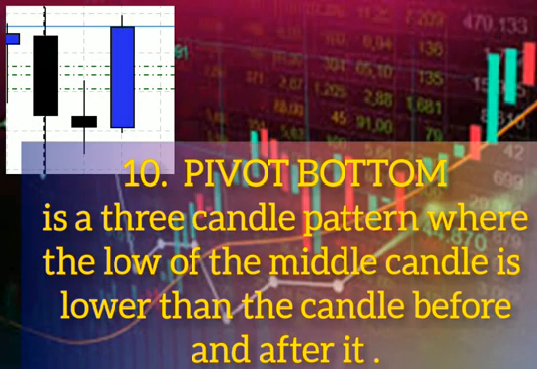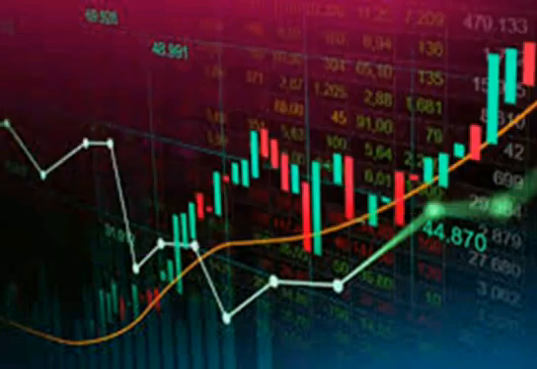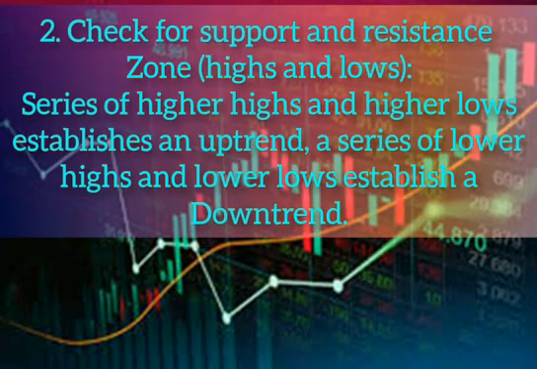1. Identify trend. You need to know the trend of the market at the moment. First, check the order flow of price, to have an idea. 2. Check for the support and resistance zone, highs and lows. Series of higher highs and higher lows establishes an uptrend, and series of lower highs and lower lows establishes a downtrend.